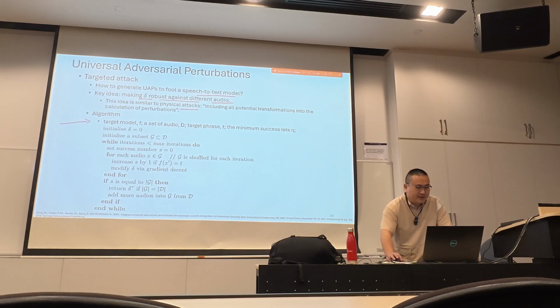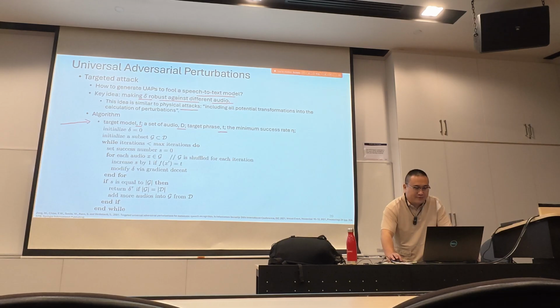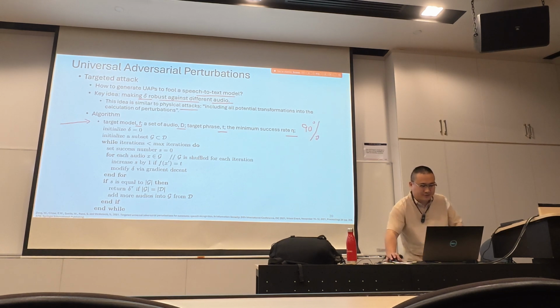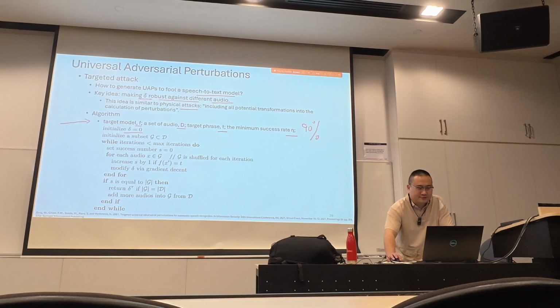Given the target model, which we denote as F, a set of clean audio D, the target phrase T, which can be "open the garage door," and the minimum success rate, eta. For example, we want the success rate to be 90% of the time. At the beginning, we initialize the UAP as 0 values. And also we initialize a subset.